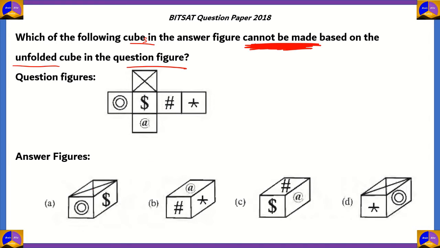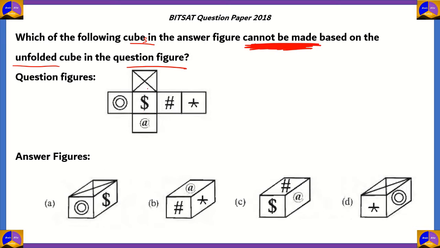Now, let's look at each option in order to find out which of these is incorrect. Let's look at option A. So in option A, the intersecting lines go at the top, and on the right side you have the dollar sign, and at the front you have the concentric circles.